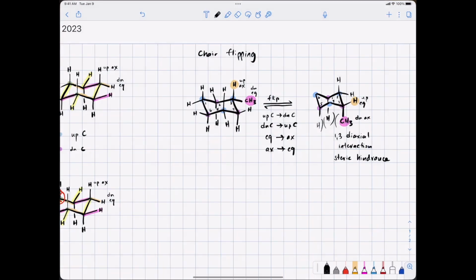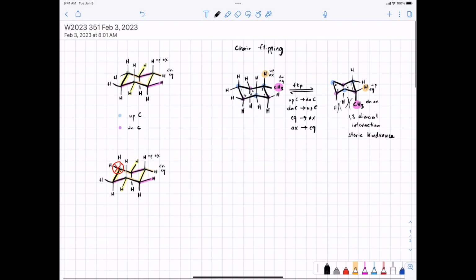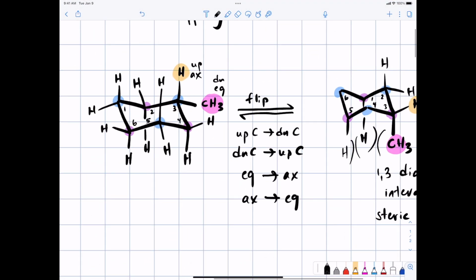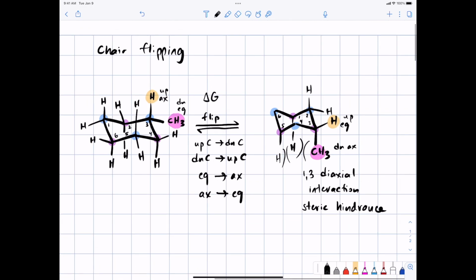All right, so we're going to use some of this information. I could say delta G here for this process of going axial to equatorial is about 1-ish kilocalorie per mole, meaning it's uphill, and meaning at equilibrium I would expect to have about 90% of this and about 10% of this. So we'll need to say a little bit more about that next time. We'll also talk about stereochemistry.